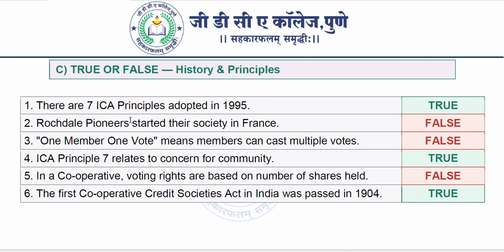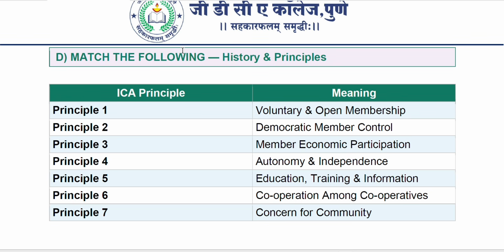True or false for history. There were 7 ICA principles adopted in 1995. True. Rochdale Pioneers started their society in France. False. One member, one vote means a member can cast multiple votes. False. ICA principle 7 relates to concern for community. True. In cooperative, voting rights are based on number of shares held. False. The first Cooperative Credit Societies Act in India was passed in 1904. True.